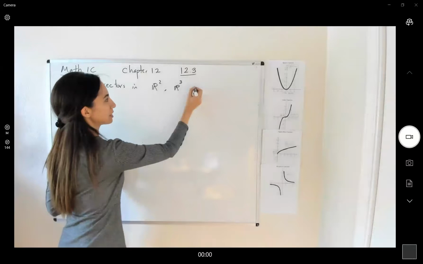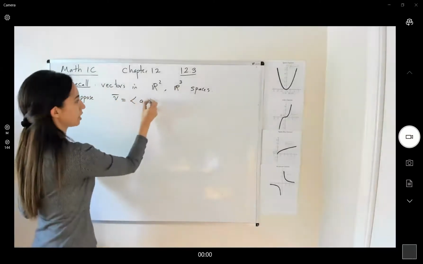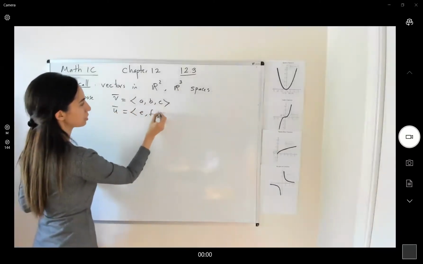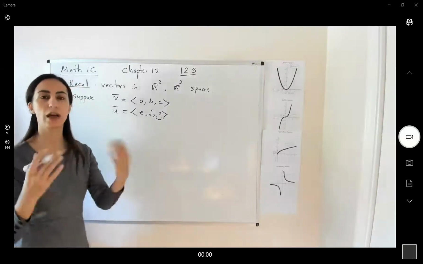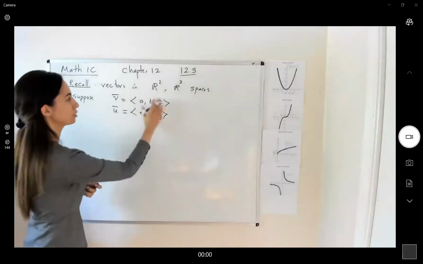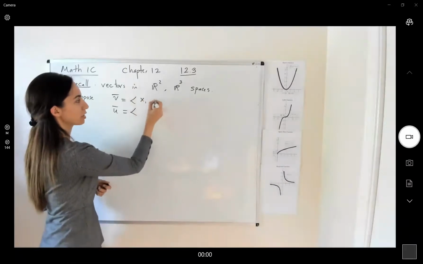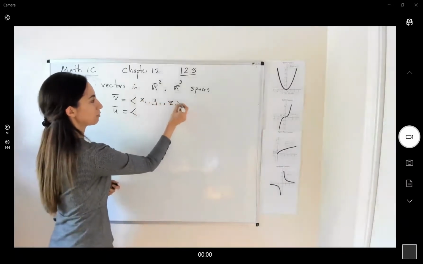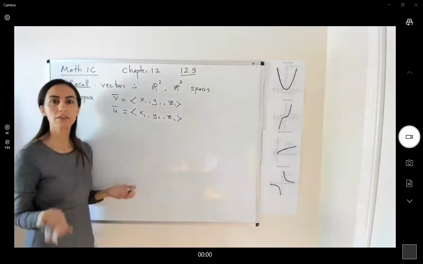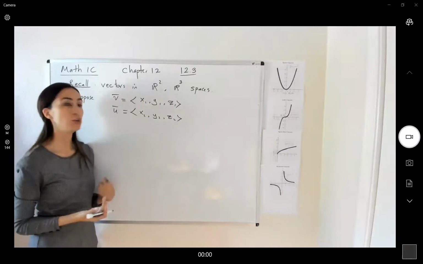So suppose we have two vectors, V and U, with components A, B, C and D, E, F, or you can use X sub 1, X sub 2, Y sub 1, Y sub 2, Z sub 1, Z sub 2. So you can use that format, writing everything in its components. We learned that we can add and subtract these two vectors and form new objects.